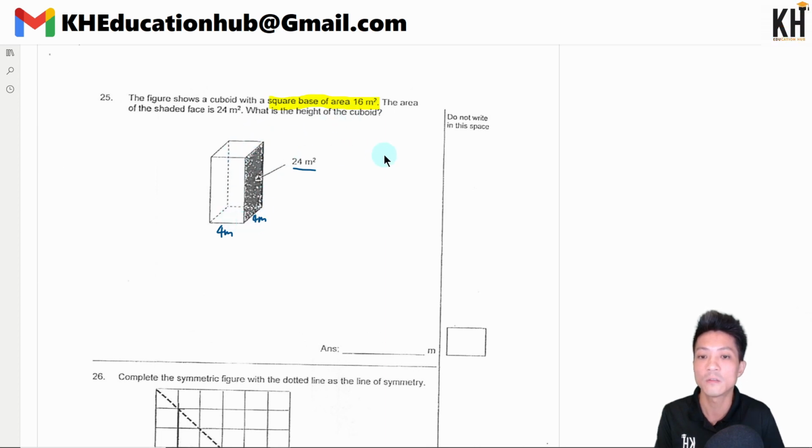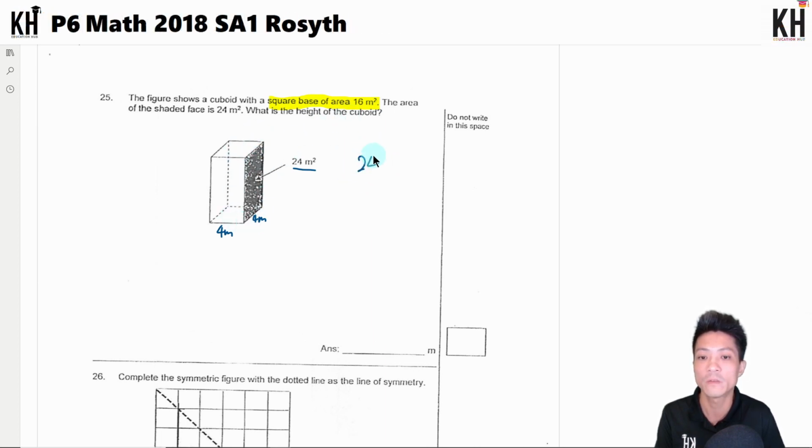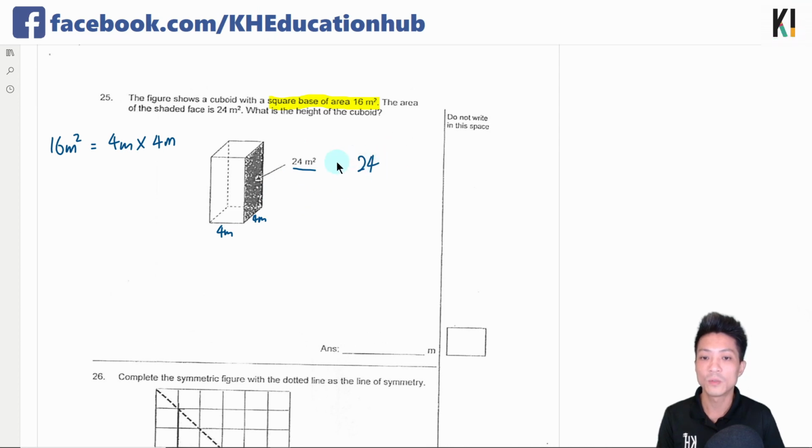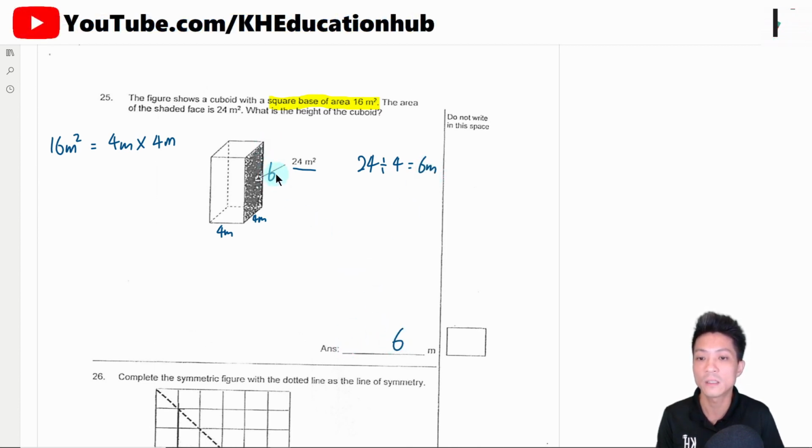So in order to find the height of the cuboid, very straightforward, let me write down the first step. 16 meter square is equal to 4 meters times 4 meters. Not sure how to get these, you've got to do a bit of guess and check. Next will be to use 24 divided by 4, which will give me 6 meters. So the answer for the height of the cuboid is 6 meters.